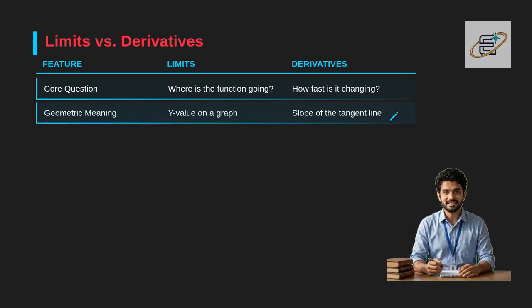Geometrically, a limit simply represents a specific y-value on a graph that the curve is aiming for. A derivative, however, represents the steepness or the slope of the tangent line touching the curve.